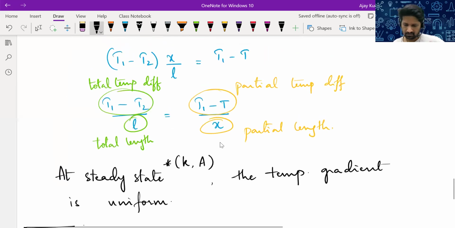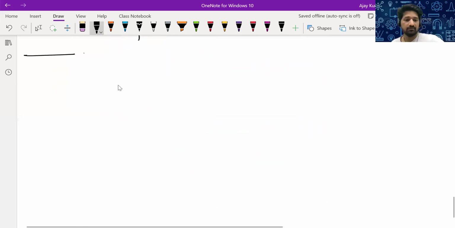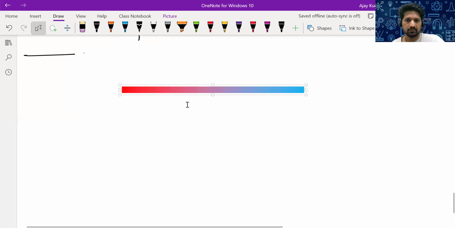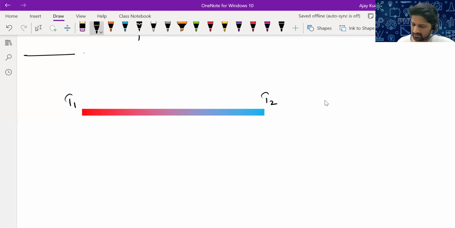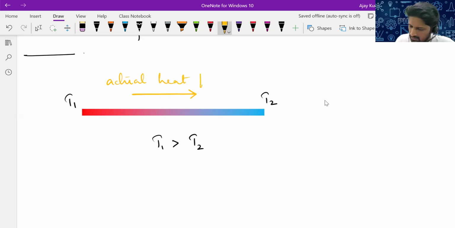Right. Now, the way we are writing heat current. Now, one end, let's say this end is at temperature T1, this end is at temperature T2. Assume T1 is more than T2. Now you know heat flows from higher temperature to lower temperature. So heat current is in this direction. Actual heat current is in this direction. Or actual heat flow is this way.